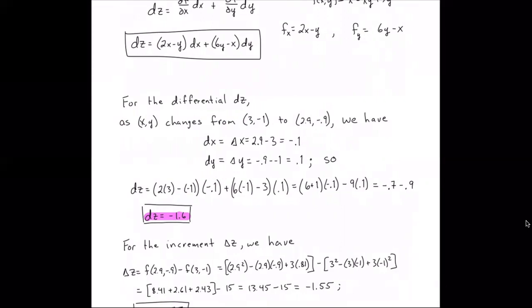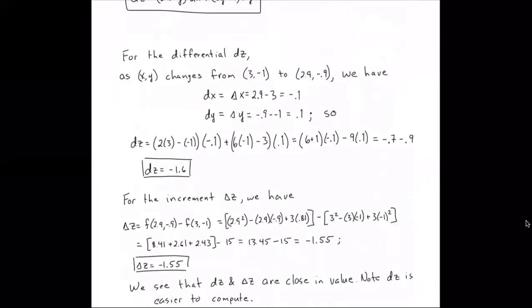Now for the increment of z, remember the increment is the actual difference. So the increment is fairly straightforward. We just take f at the point that we end up at, subtract from it f at the point we started at. This is our function, f of xy.